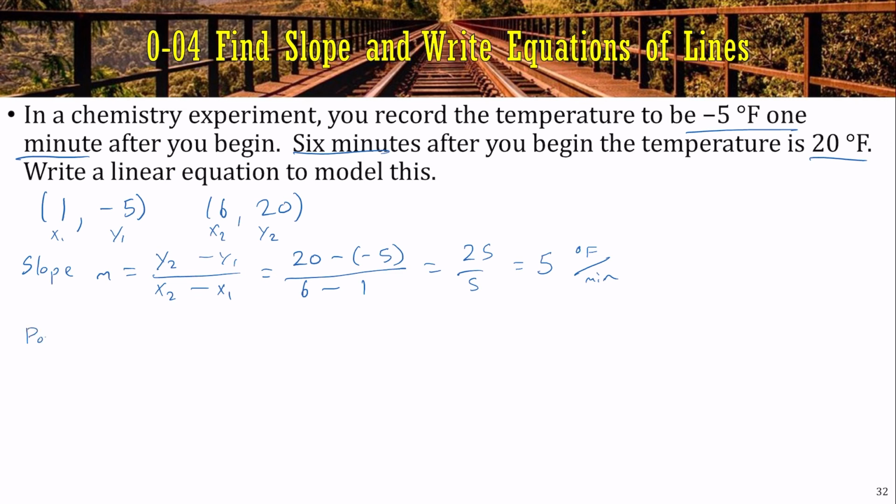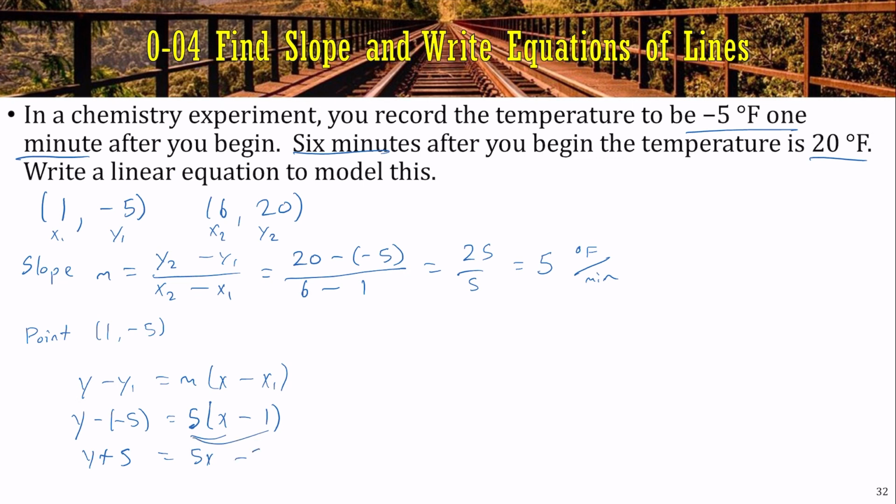So now we need our point. Let's just use the (1, -5). It's there. Yay. All right. Either point will work. And then our point-slope. So our y1 is negative 5, our slope is 5, and our x1 is 1. Let's distribute. Subtract the 5. So it looks like we have y equals 5x minus 10. Oh, wait.